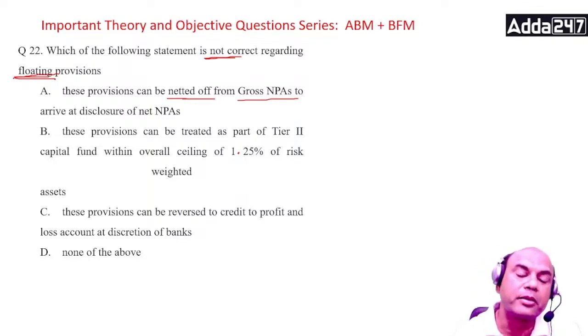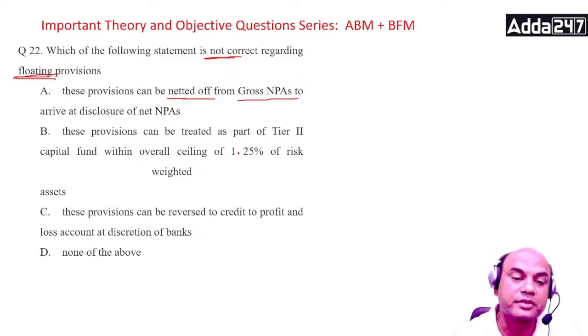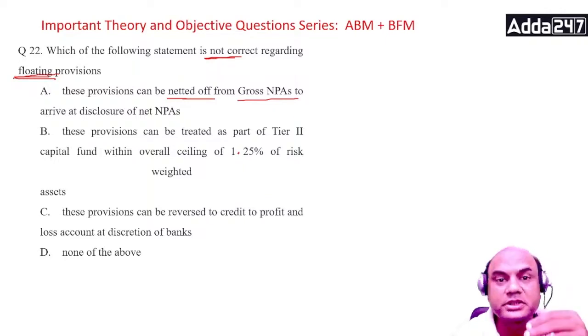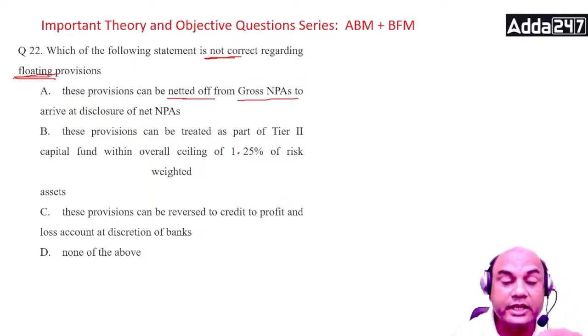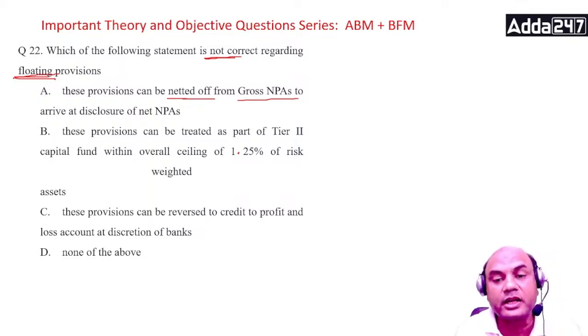Floating provision is the amount that banks keep aside above the mandatory, compulsory provisioning. Okay, provisioning requirement against the bad loans is established by the central bank. So whatever is the compulsory provisioning, above that, whatever I keep separately, additional, that is known as the floating provision. So which one is not correct in this case? Not correct is C. This cannot be credited back to the P&L account at the discretion of the bank. It cannot be done. Okay.